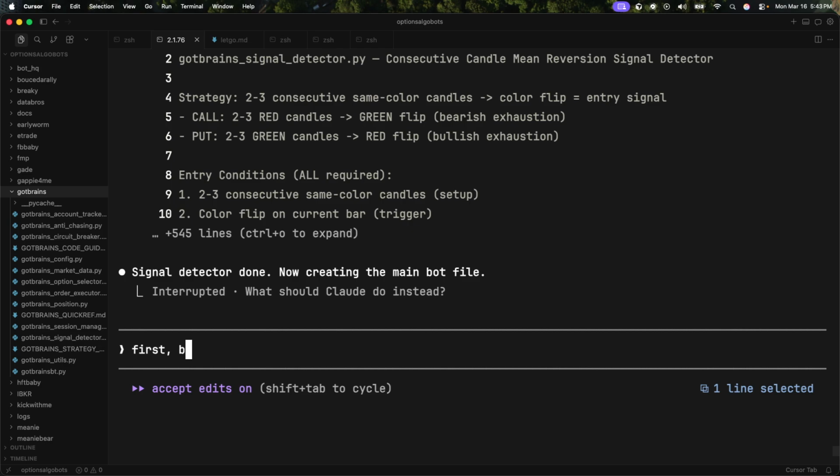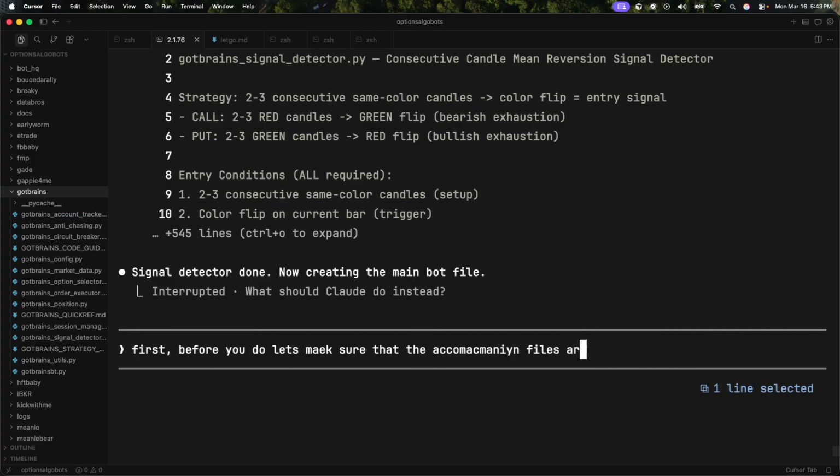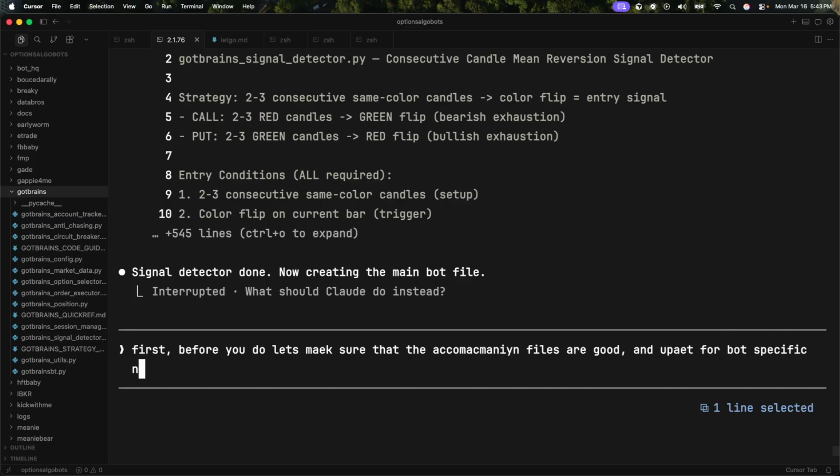First, before you do that, let's make sure that the accompanying files are good and updated for the bot's specific needs.